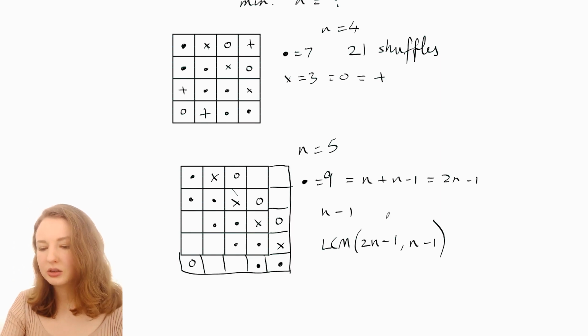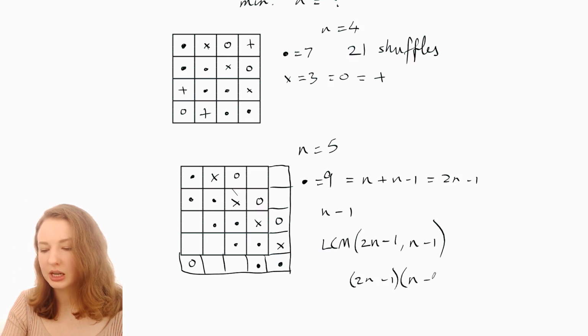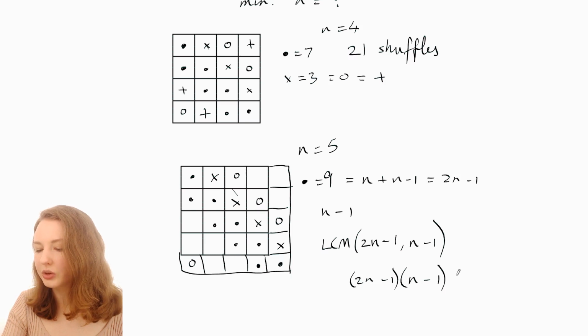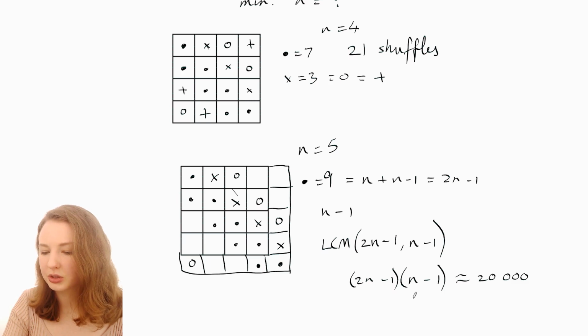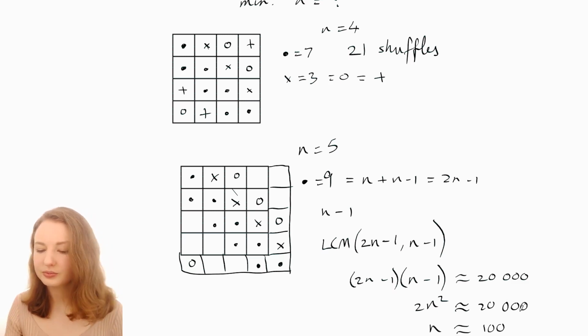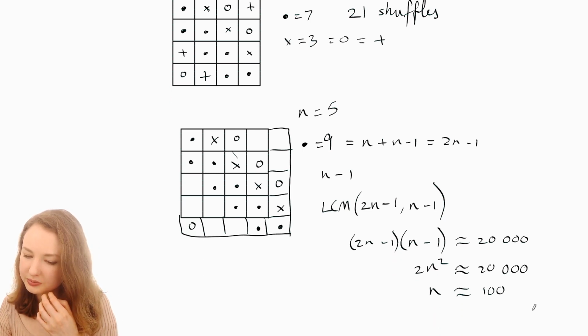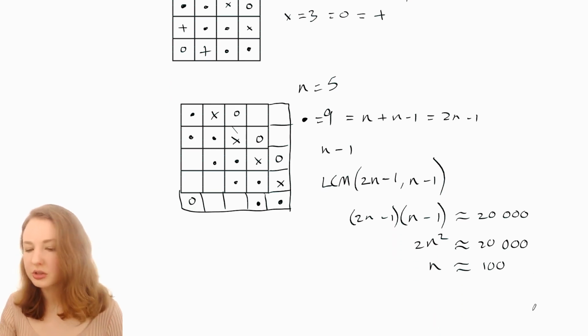So we might guess that the LCM of these two is going to be 2n minus 1 times n minus 1, and that we want that to be roughly 20,000. So, since we're just talking about roughly, let's just say this is approximately 2n times n. So 2n squared is about 20,000. So that makes n around 100. And then we could try n equals 100 and see what happens.